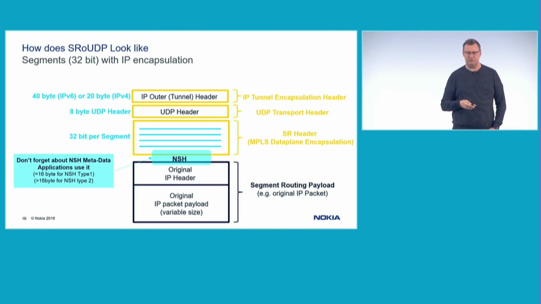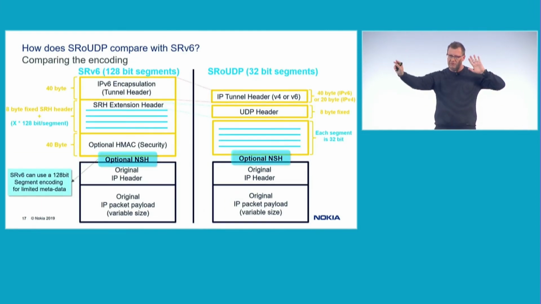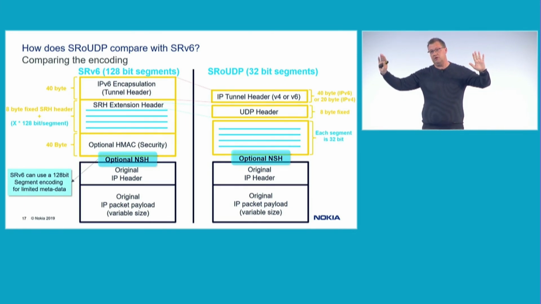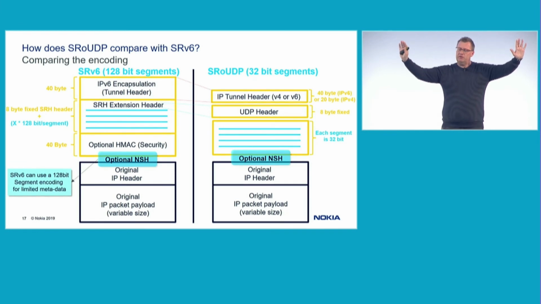So if you compare them next to each other, segment routing v6 and then segment routing over UDP, this is what we have. It looks very similar. Both can run over IPv6 natively, but the one over UDP can also go over MPLS and over IPv4. If you look into how the headers are constructed, it is very similar. The IPv6 encapsulation header on the IPv6 side will be the IP tunnel header in segment routing over UDP.